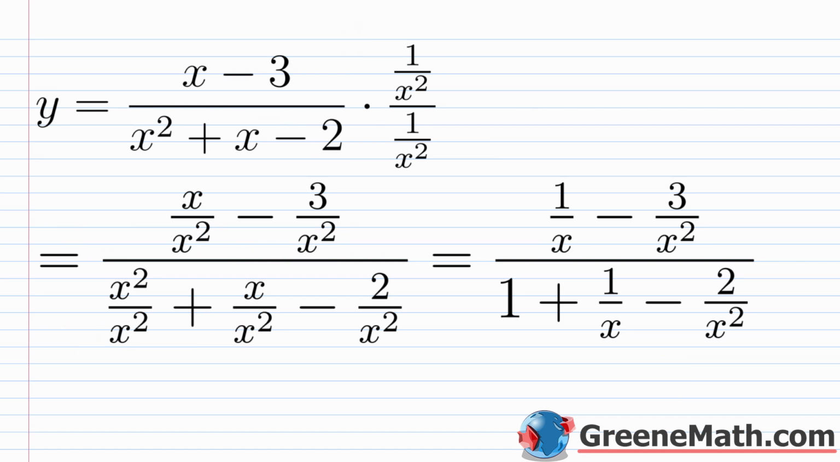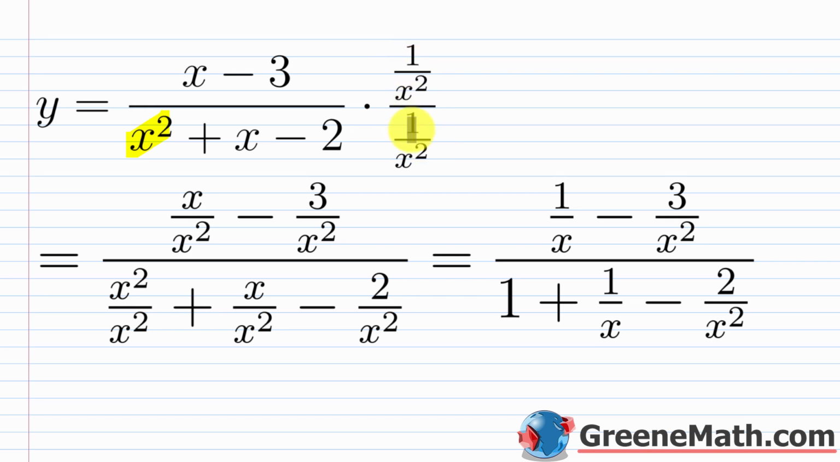So what you're going to do is take the highest power, which in this case is x squared, and divide everything by that highest power. The way you can do that is by multiplying by 1 over x squared over 1 over x squared. Remember that this is equal to 1 as long as x is not 0.